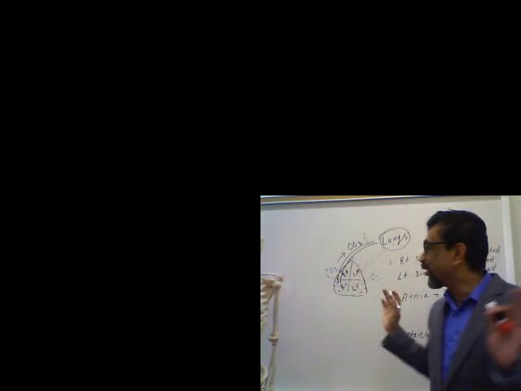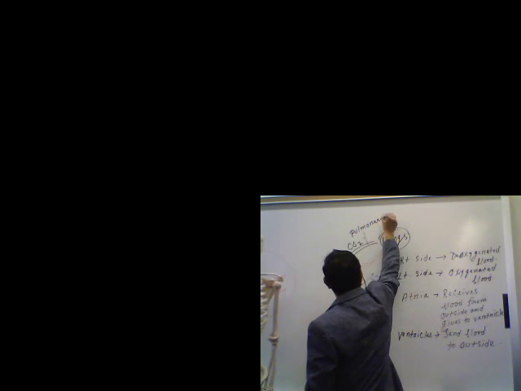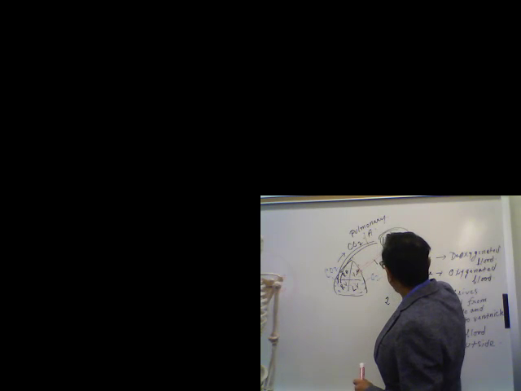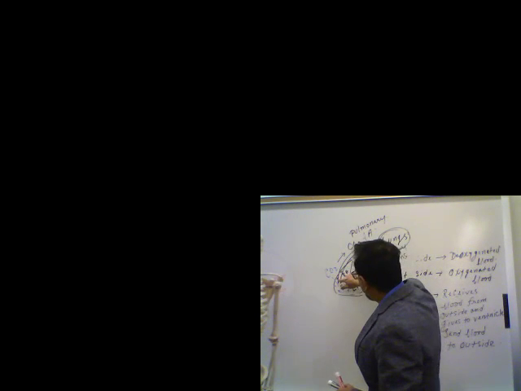Now let's see the systemic circulation. In systemic circulation, what kind of blood goes to the body, oxygenated or deoxygenated? Oxygenated, right? The body needs oxygen. So from which side will blood go to the body? Left side. And who pumps the blood to the outside? Ventricle. So the left ventricle sends blood to the body.